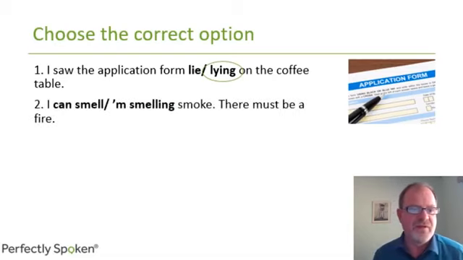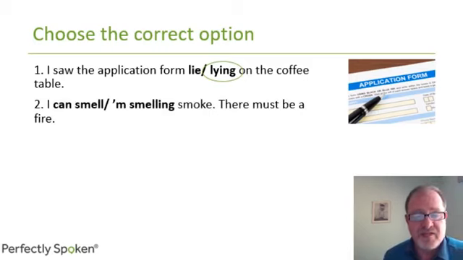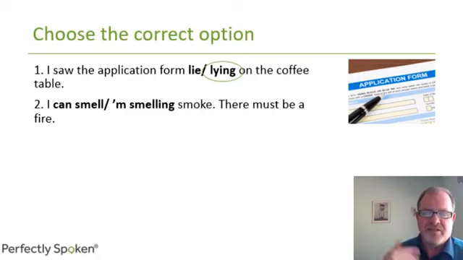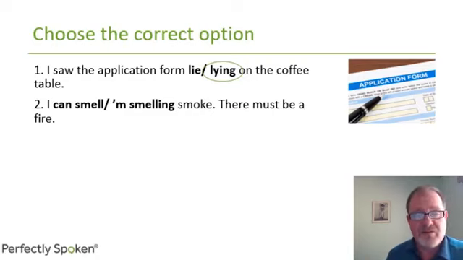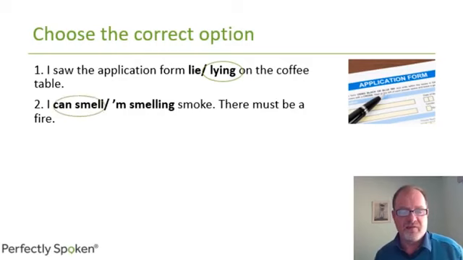Here's another one, which is correct here? I can smell, or I'm smelling smoke. There must be a fire. Well, if we remember back to what I said earlier, we don't generally use these verbs in a continuous form, and we use the verb can if we want to talk about now. So the answer is, I can smell smoke. There must be a fire.